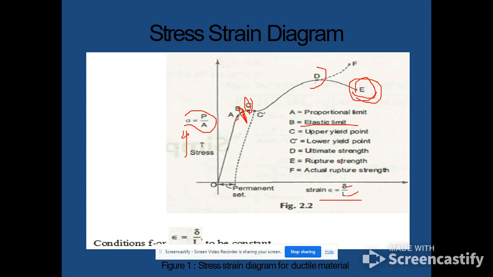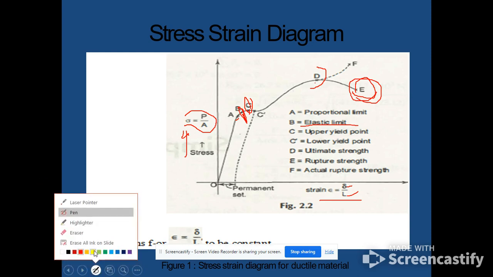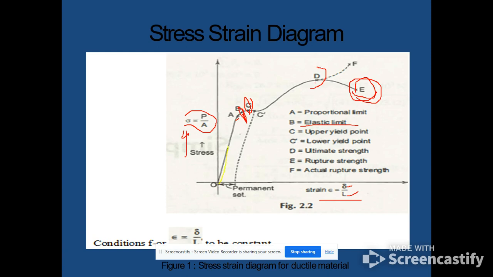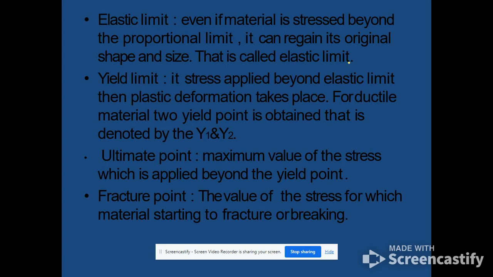Once you observe the diagram, O, A, B, C, C dash, D, E. This curve indicates the theoretical stress-strain diagram for the ductile material, and curve O, A, B, C, C dash, D, and F is the actual stress-strain diagram for ductile material. Next: proportional limit, elastic limit, yield point, ultimate point, fracture point.